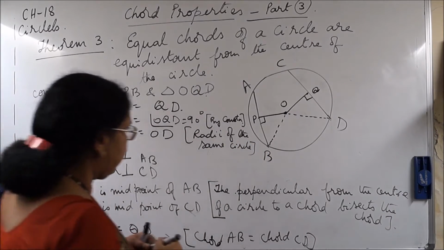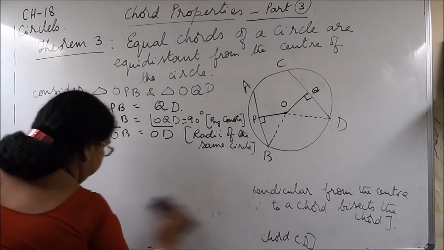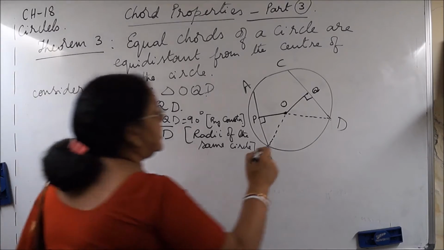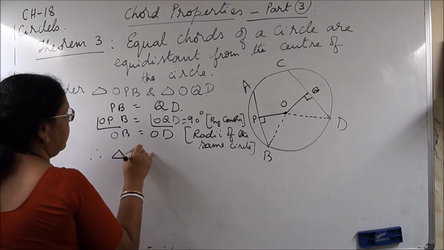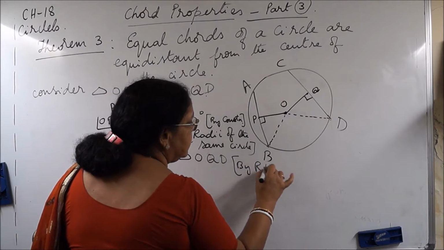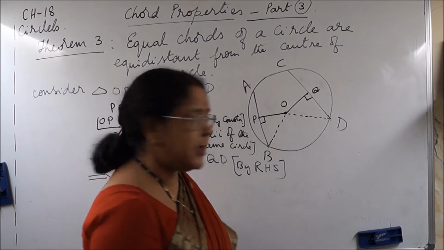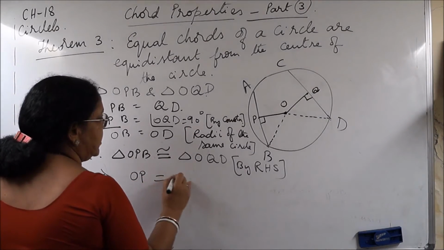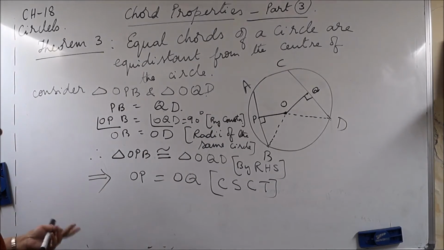Okay. So now this implies that these two triangles are congruent. By which property? This is the hypotenuse, then this is one side and 90 degrees. So RHS. So therefore triangle OPB is congruent to triangle OQD by RHS property. Okay. If they are congruent, the corresponding sides will be equal. So OP and OQ are corresponding sides of the congruent triangles, so they will be equal. So OP is equal to OQ, corresponding sides of congruent triangles. We have verified that OP is equal to OQ.